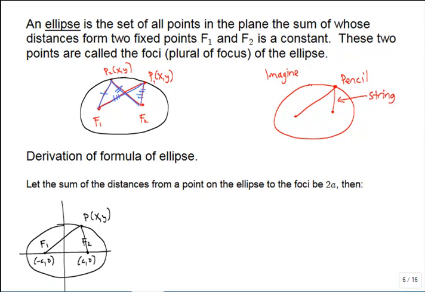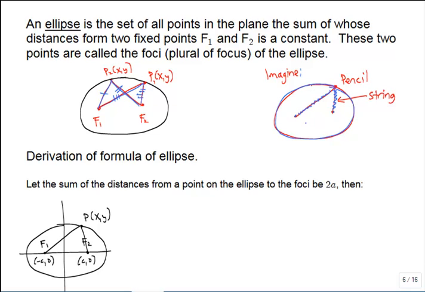And one way that you could imagine doing this is to take a piece of string that you cut a fixed length of, so you have a certain length of string, and you tack down 2 of its ends at these 2 foci. And then you take a pencil and you drag it around this shape, and that is going to form your ellipse. And because your string is a fixed length, it's forcing this length plus this length to always be the same amount, because it's just the length of the string. So the set of points that does that is called our ellipse.